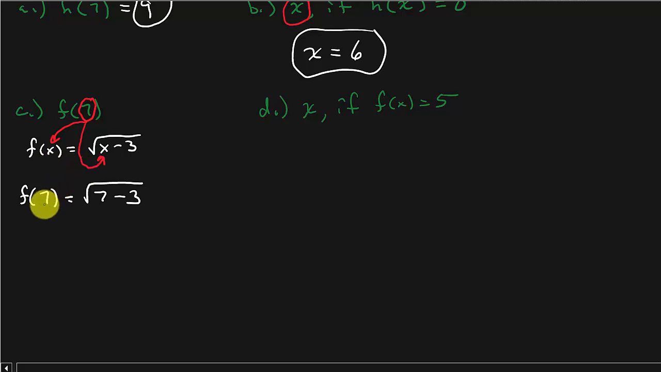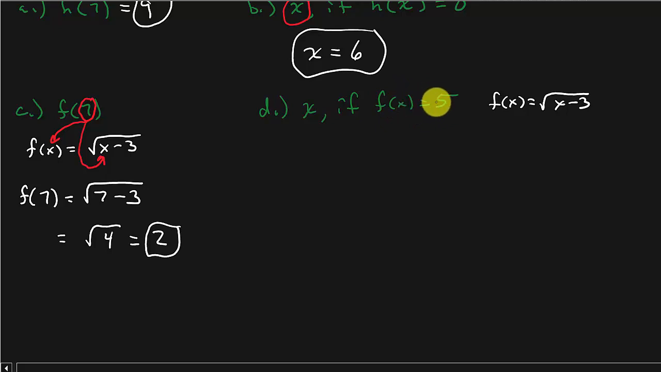That's all we're doing. So I get f of 7 is equal to the square root of 7 minus 3. Okay, I replaced all the x's with 7's. And so this is the square root of 4, which equals 2. And there's your answer. All right. So let's just write the function down again so we can see it. All right. So now they're wanting to know when f of x is equal to 5, what is x?